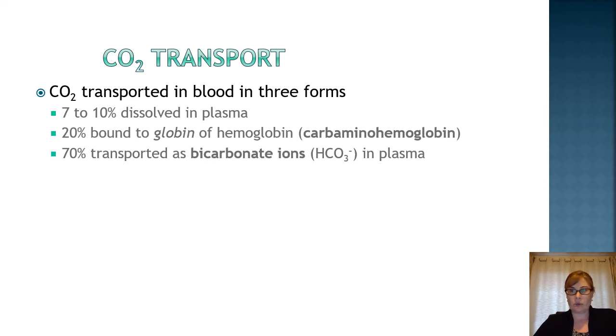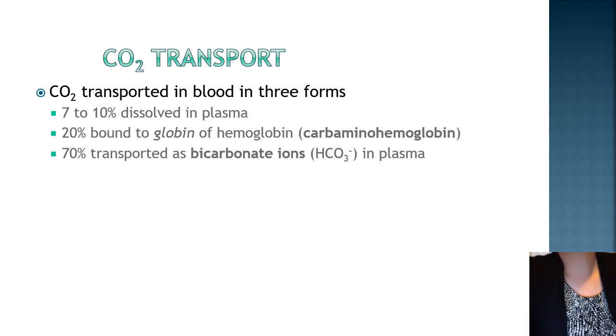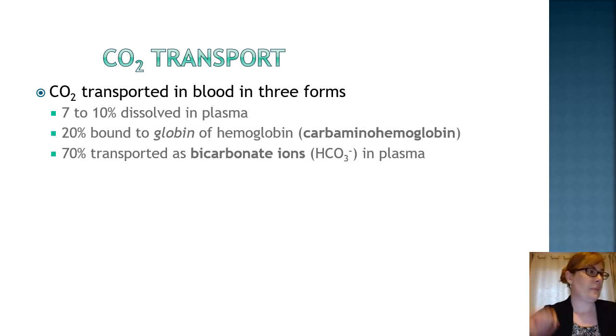So you need to make sure you know that when carbon dioxide is bound to the globin part of hemoglobin, it's called carbaminohemoglobin. And then 70% of it, most of it, is transported as bicarbonate ions. Bicarbonate is HCO3. And that is something that just kind of floats around in your bloodstream, in your plasma. This is on page 850, like how carbon dioxide makes its way around. So bicarbonate ions in plasma.